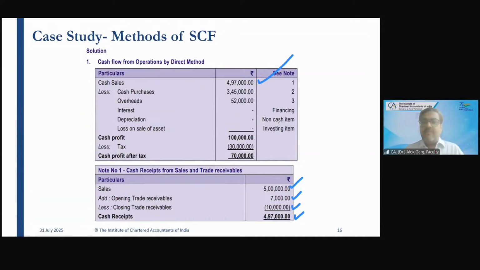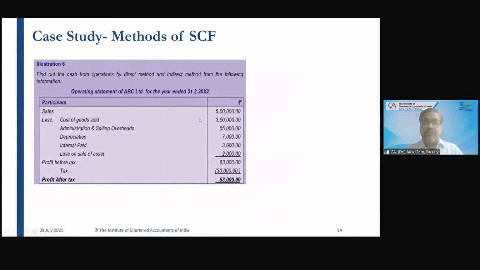Now in the direct method, you have shown cash collected, then cash paid to suppliers, cash paid to employees, and the others as well. So what is your cash now? Let's go to the P&L. In the indirect method, P&L is more important, first of all. What is your cost of goods sold? Your cost of goods sold is 3,50,000, right? 3,50,000 is your purchases.